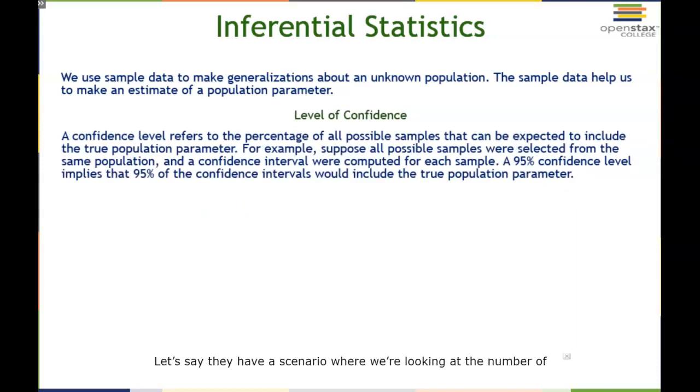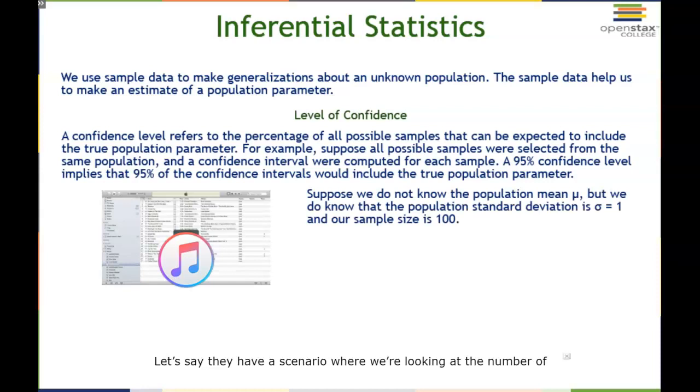Let's say we have a scenario where we're looking at the number of songs downloaded from iTunes per month. Here's a typical wording of a question. Suppose we don't know the population mean. That's what we're trying to build an interval around, us not knowing what the population mean is. But we do know the population standard deviation, and we'll say it's 1 for this problem. We also know our sample size is 100.